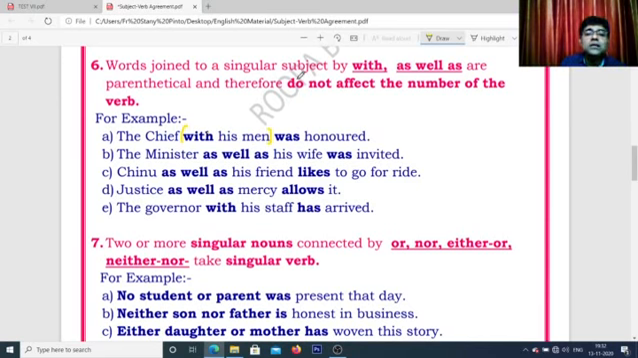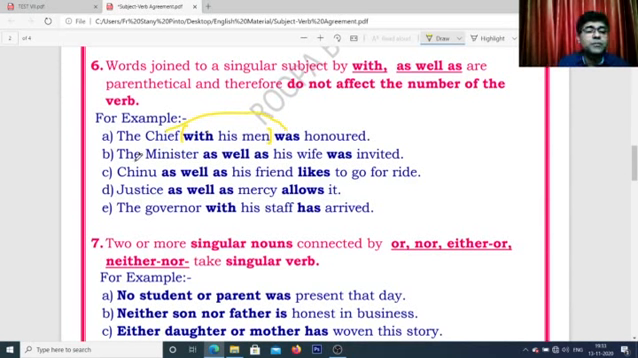Words joined to a singular subject. These words, "with his men," are joined to the chief. How are they joined? They are joined by "with" or sometimes "as well as," and are parenthetical and therefore do not affect the number of the verb. Now, you need not say "the chief with his men are honored." Who? Men are not honored. The chief is honored. Hence, as I told you, just read now: the chief was honored.